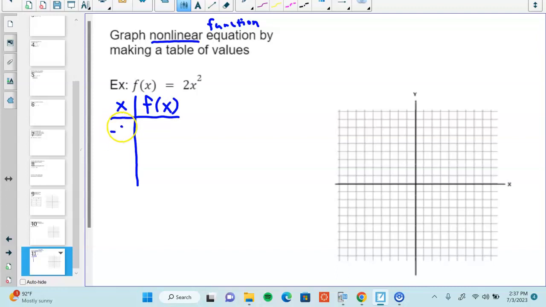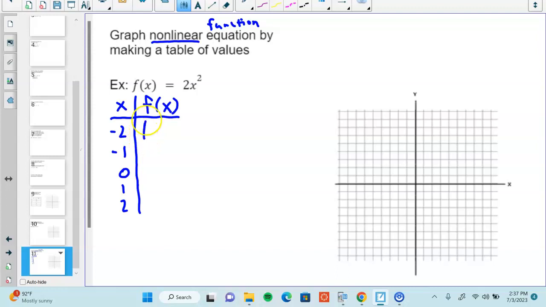I'm going to put in a couple of negative values of x. Then I'm going to put in 0. And I'm going to calculate a couple of y values for the positive values, x equals 1 and x equals 2.